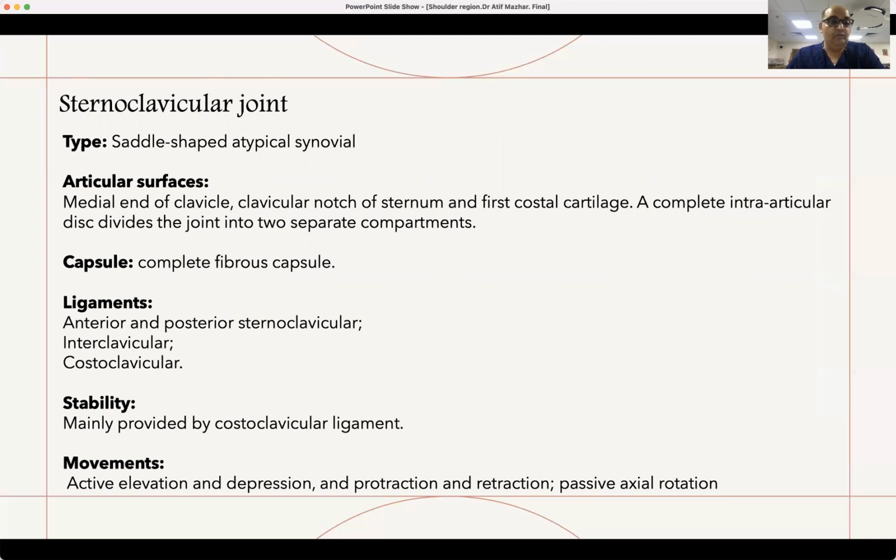Remember, the acromioclavicular joint and sternoclavicular joint, both of them are examples of atypical synovial joints. The sternoclavicular is saddle type and the acromioclavicular is a plain synovial joint.